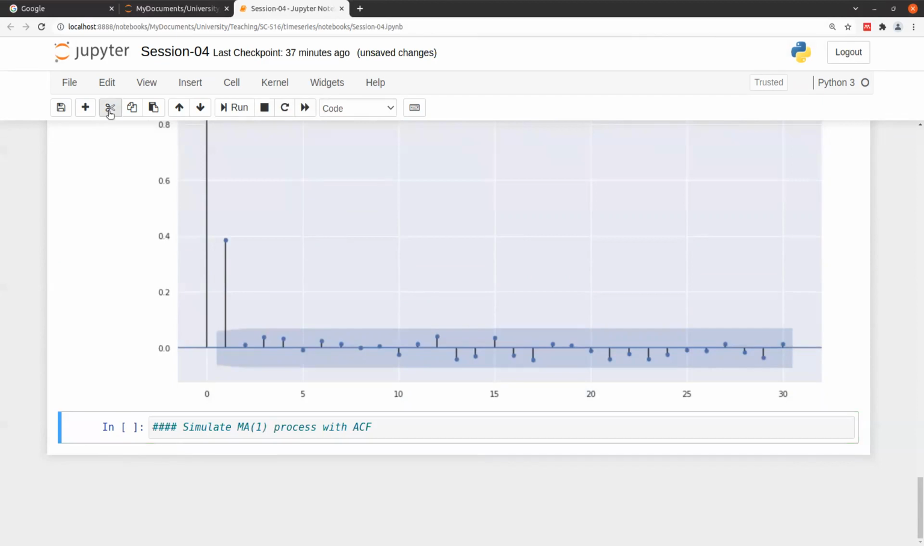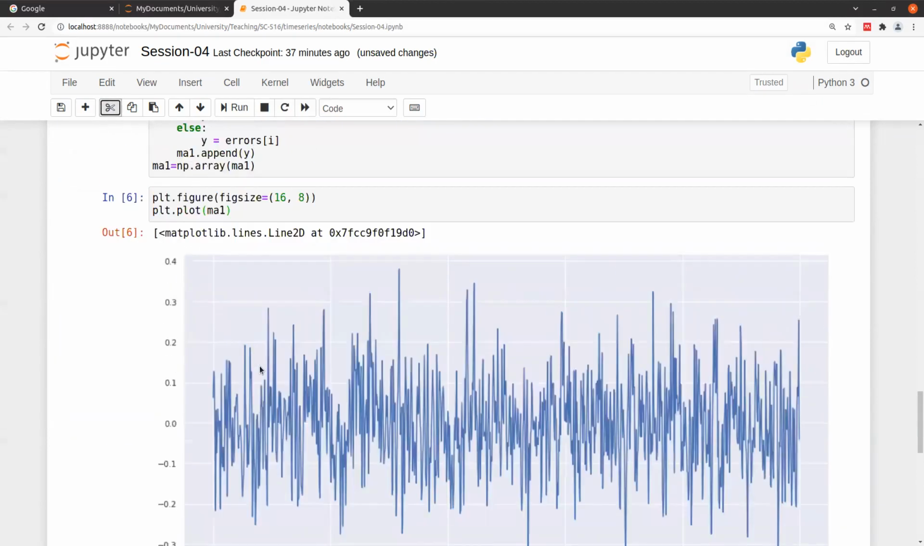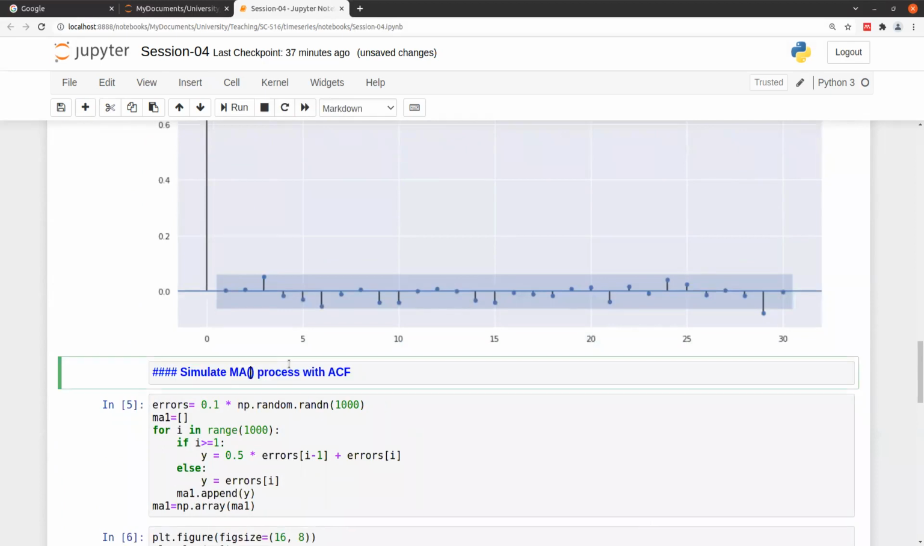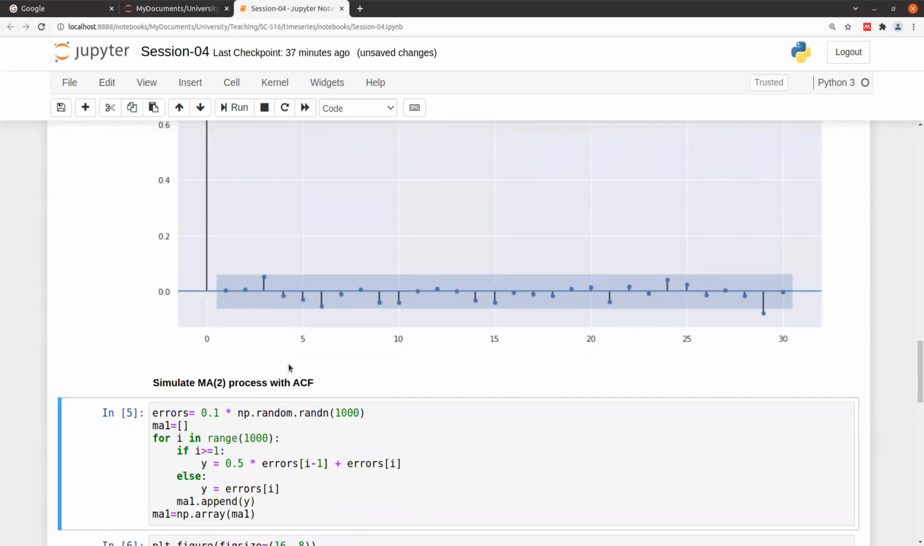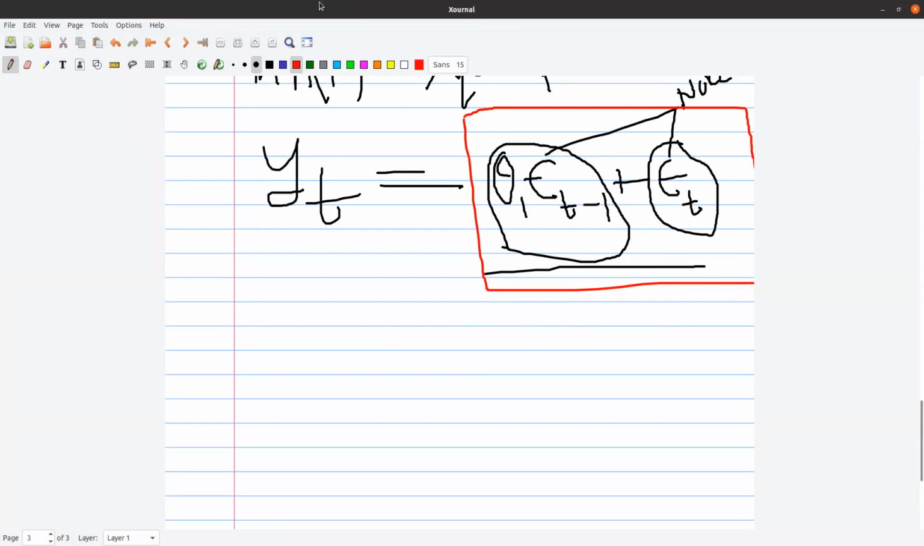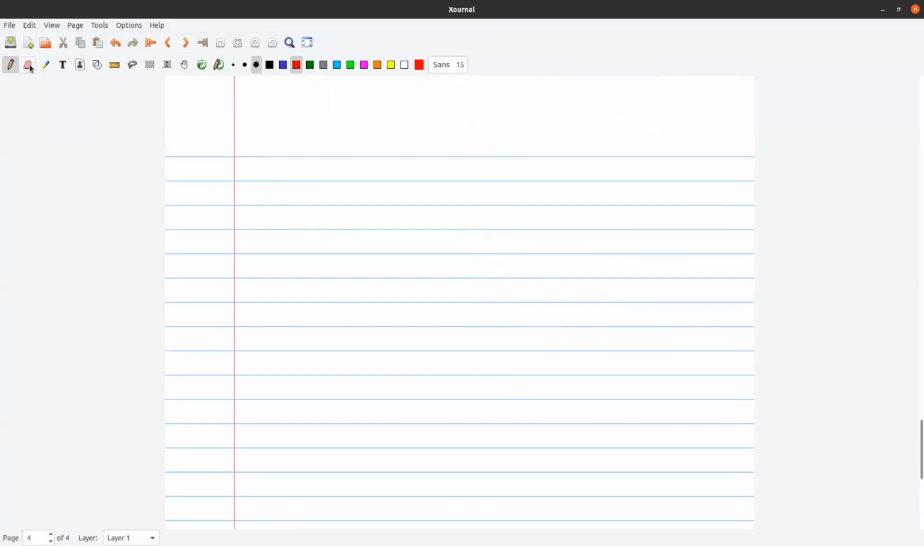Oh, may I change the same code? I think it's easy, right. Then I'm going to change it to the moving average 2 process. Then what would be the equation? Let's think about the equation as well. The equation should be like this, right?